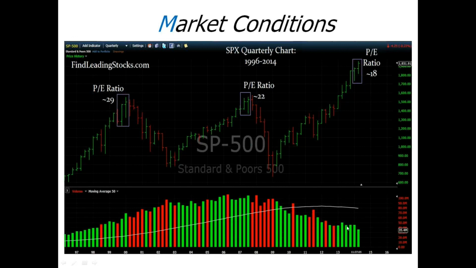Look at volume, how volume just dried up during this whole rally. But it doesn't matter. You're still up 180%, if not almost 200%, from that March 09 low, which was right here. So that's why, for me, volume is just a secondary indicator. The market's going straight up, and volume here is going straight down. So that's why, for me, price is primary.